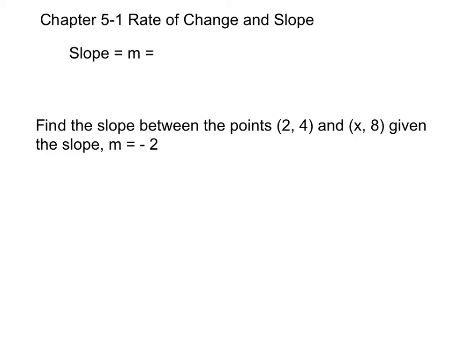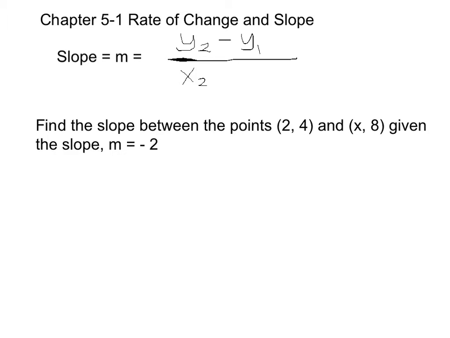And the formula is, let me write it here for you, it is a fraction, and you have the second y value in the second point, and then the y value in the first point. See how we've got y subscript 2 minus y subscript 1. And then we take the x values, which are the numbers in front of the point, and we do x2, so it's the x value in the second point, minus the x value in the first point.